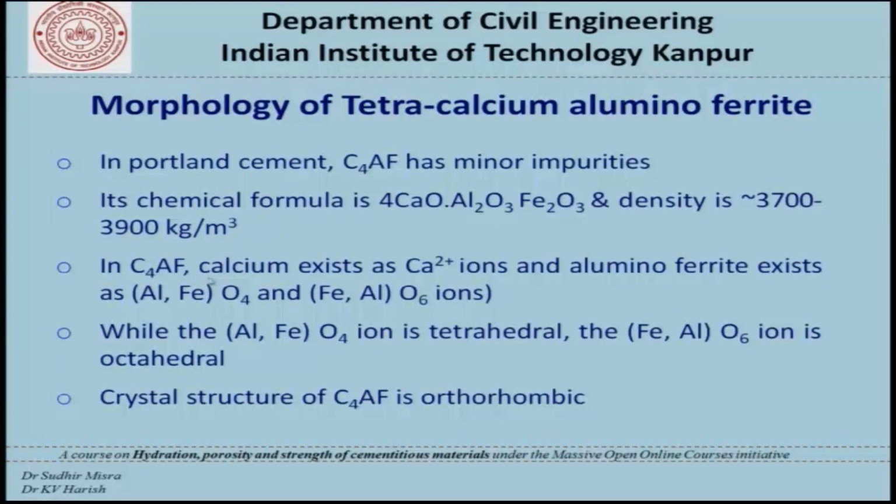In C4AF, calcium exists as calcium 2 plus ions, and aluminoferrite exist either as AlFeO4 ions or FeAlO6 ions. This is very important, and AlFeO4 ion is tetrahedral in nature, and FeAlO6 ion is octahedral in nature. We will not discuss more about the crystal structure because it is still under research. All that you have to know is that the crystal structure of C4AF is orthorhombic.